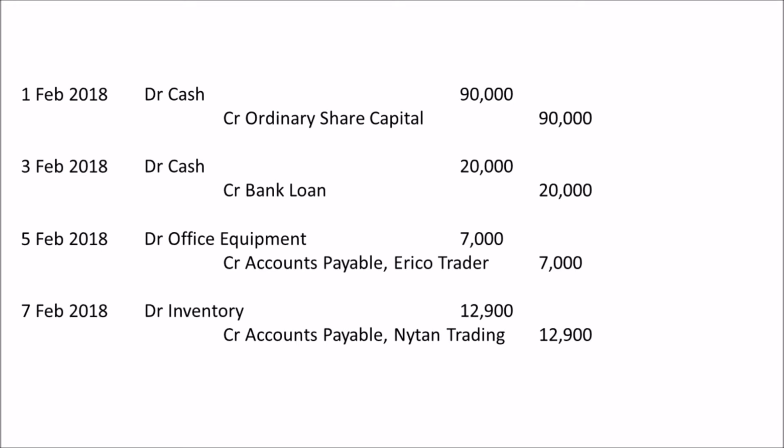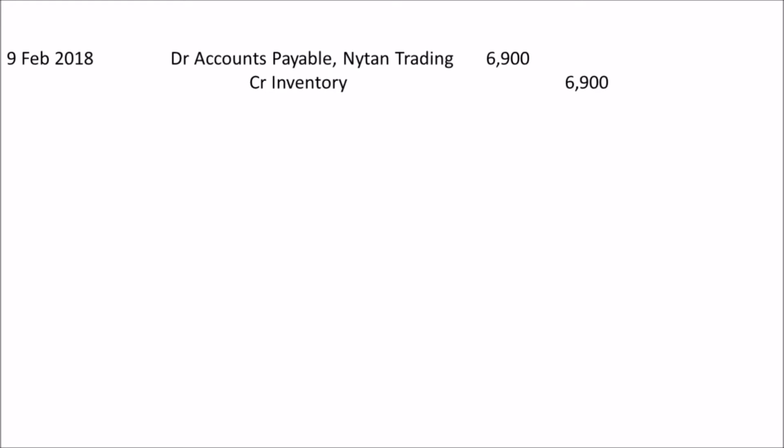Inventories and accounts payable have increased, so this is a purchase of inventories on account. Moving on to the 9th of February, accounts payable, Niton Trading, is debited and inventory is credited by $6,900. This is a return of unpaid goods to the supplier.